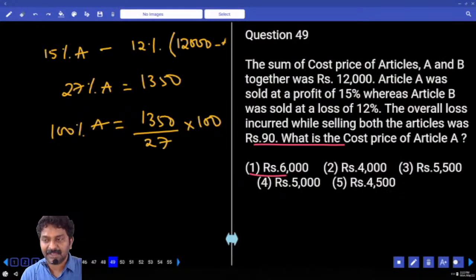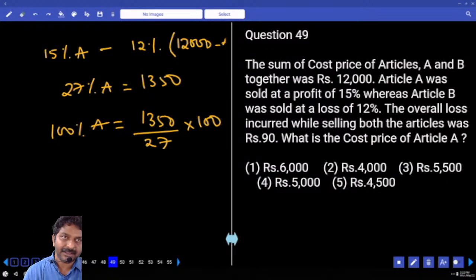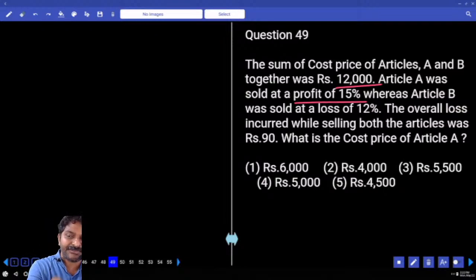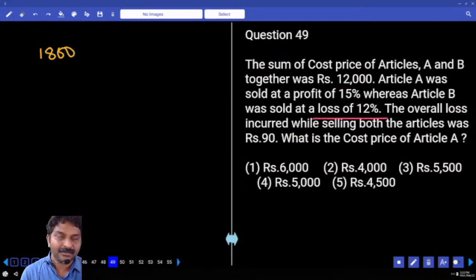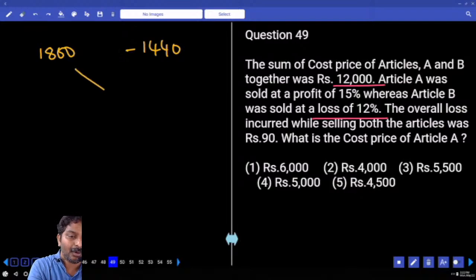The same question we can even use allegation also. Allegation mix here. Total price 12,000. Profit 15%. What is 15% of the number? 1800. Profit or loss? Profit. Positive. Second item, what is made? Loss. 12% of 1200, 1440. Profit or loss? Negative. Overall, what is made? Loss.